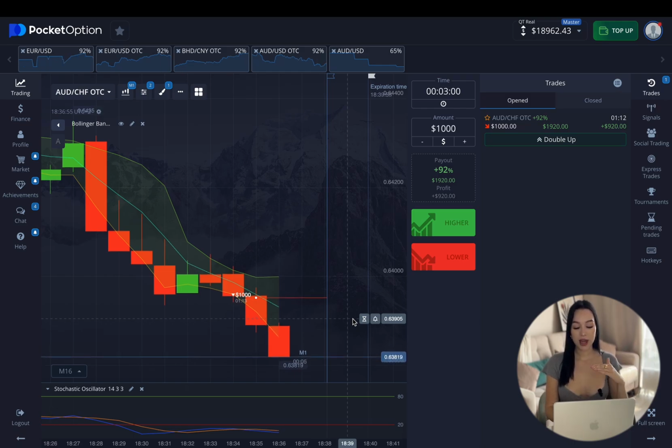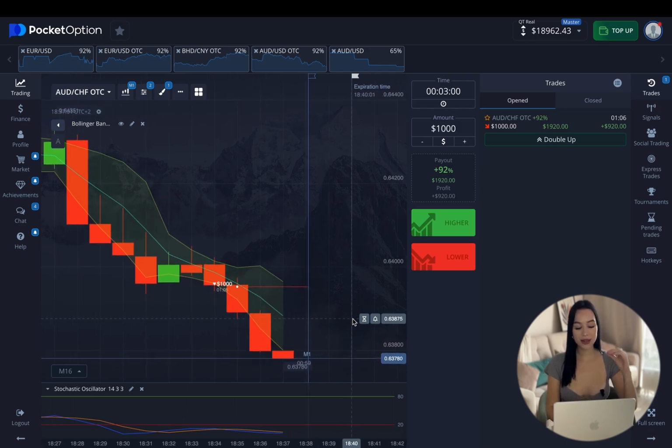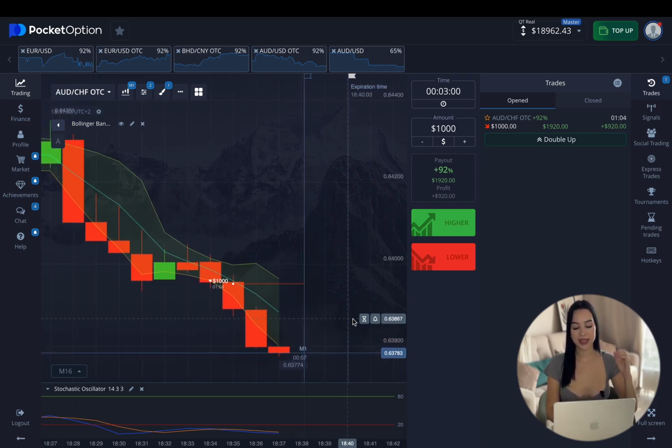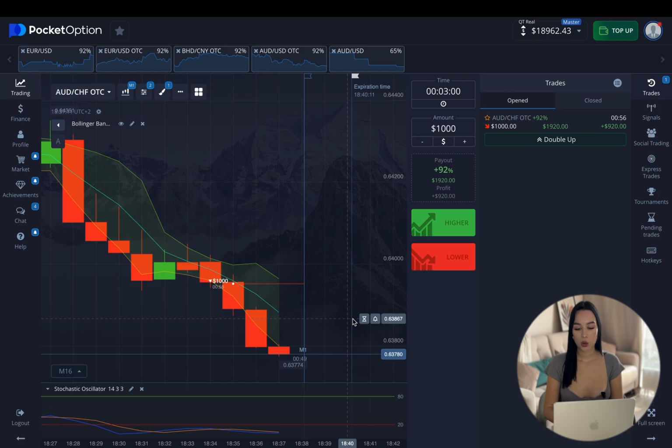Our red line is at 20, the level of Stochastic Oscillator. So when our two lines of Stochastic are below 20 or on the 20 line, it could mean that our chart will go even lower. So we have 50 seconds till the end of our trade.